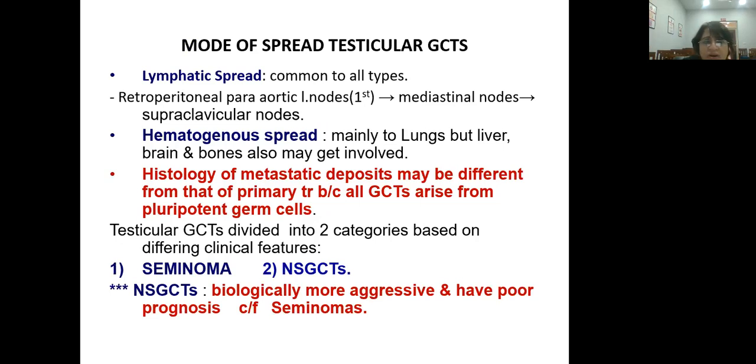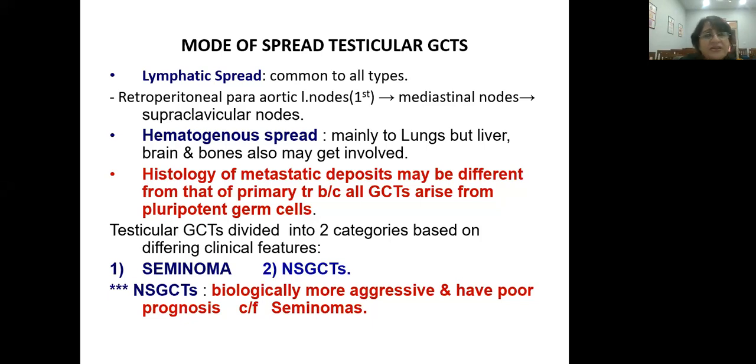Lymphatic spread is common. Retroperitoneal periaortic lymph nodes are involved first. Later, there is spread to the mediastinal nodes and still later to the supraclavicular lymph nodes. So lymphatic spread is common to all types of testicular germ cell tumors. Hematogenous spread can occur to the lungs. Okay? Lymphatic spread will be to lymph nodes, hematogenous spread will be to the lungs, but liver, bones, and brain can also get involved.